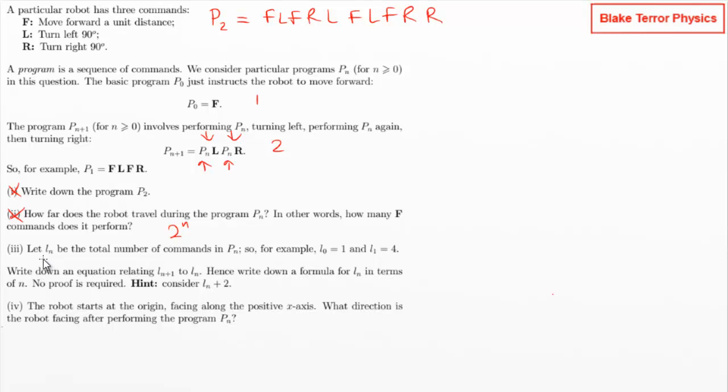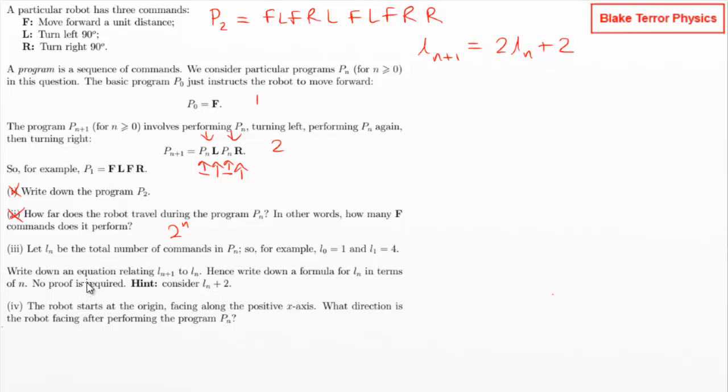I can feel it. Right, Ln is the total number of commands. So we've gone from 1 to 4. Okay, write down an equation relating Ln plus 1 to Ln. Well, that'd be easy. Hence, write down a formula for Ln in terms of n. No proof is required, and they've given us a hint. Right, okay, well, let's do the easy bit then. So Ln plus 1 to Ln, well, we're doubling it and adding 2, because we're getting the sequence plus an L plus an R. So Ln plus 1 is 2Ln plus 2.